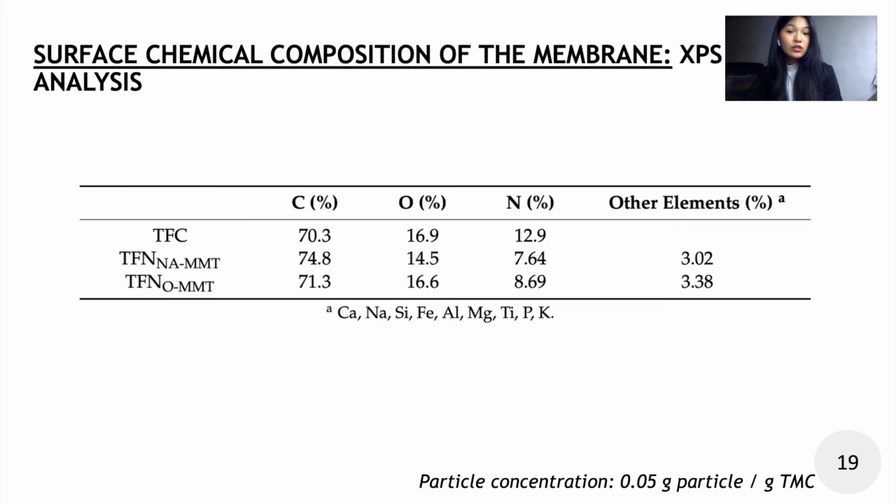In addition to the FTIR data, XPS was used to verify the embedment of the clay in the membrane. In the pristine membrane, only the elements carbon, oxygen, and nitrogen can be detected, but upon the addition of the additives, other elements such as calcium, sodium, silicon, iron, aluminum, magnesium, titanium, phosphorus, and potassium have been detected. This confirmed the presence of the clay added.